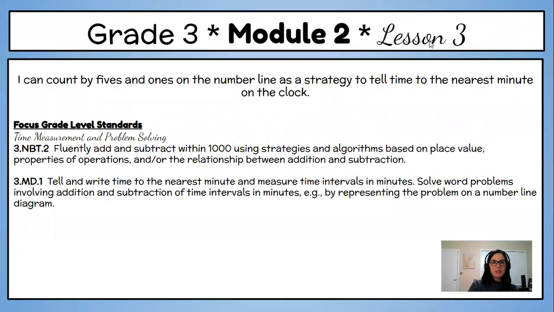This is Module 2, Lesson 3. I can count by fives and ones on the number line as a strategy to tell time to the nearest minute on the clock. So today we're going to use a number line to help us with time because the clock is a lot like a number line, as you will see.